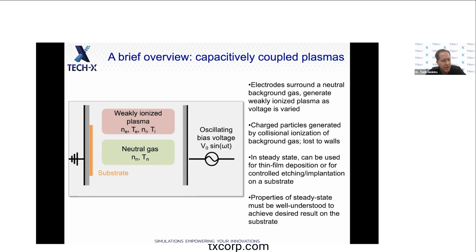You might want a specific energy, you might want a specific angular distribution, you might want some kind of physical interaction with your wall or with some substrate that you put just in front of your wall so that you can manipulate that surface. Maybe you're doing an etching process, maybe you're implanting ions in the material, or perhaps you're doing a thin film coating, whatever it might be. You tune the properties of your plasma discharge in a way that gives you the surface interaction that you want. And this, of course, requires us to understand very well the properties of the steady state plasma discharge so that we get the thing that we want.